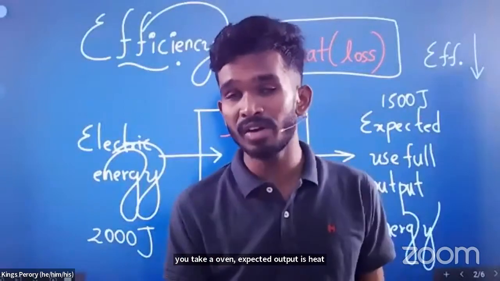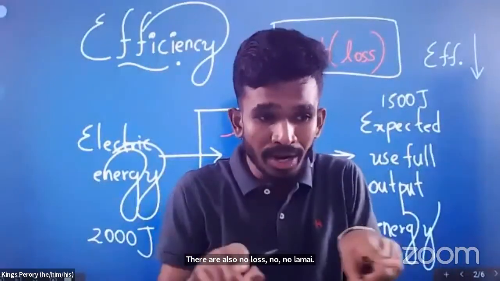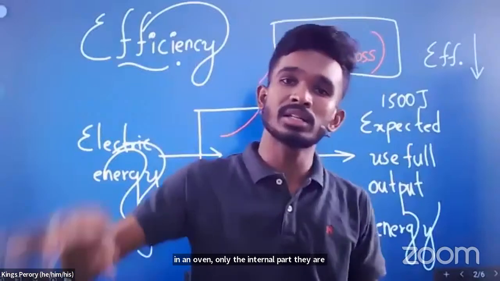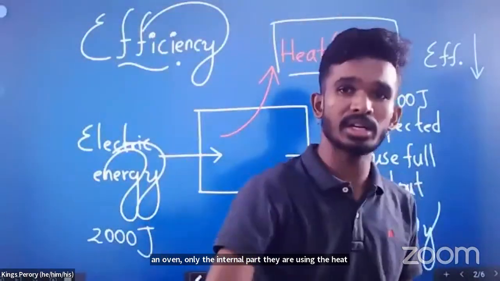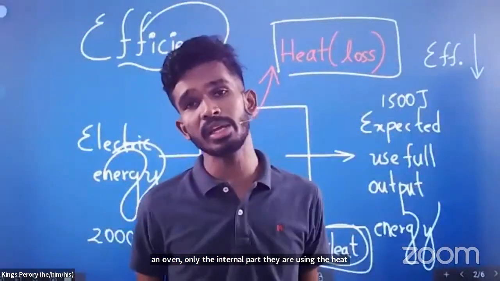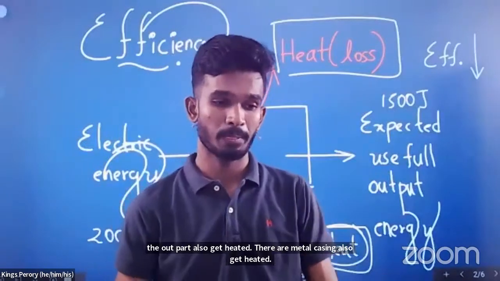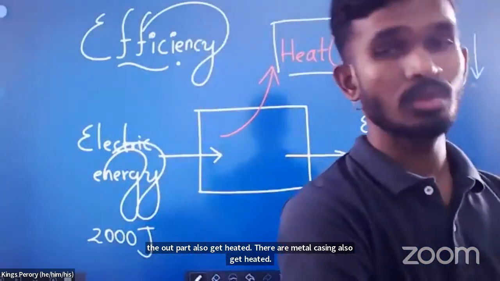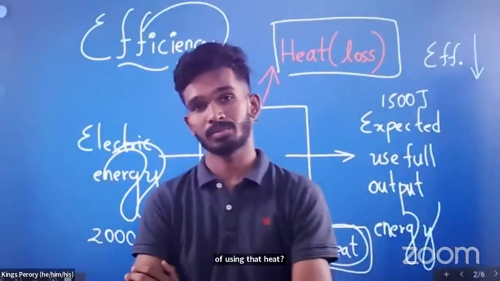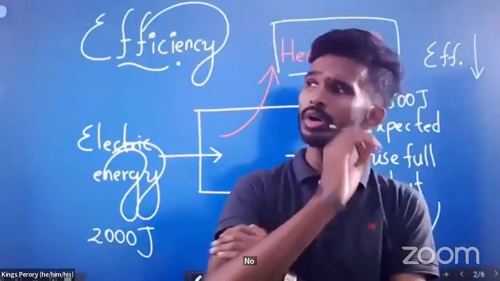In an oven, we only use the heat from the internal part. Touch it and you will see the outer metal casing also gets heated. Are we using that heat? No. Those are losses.